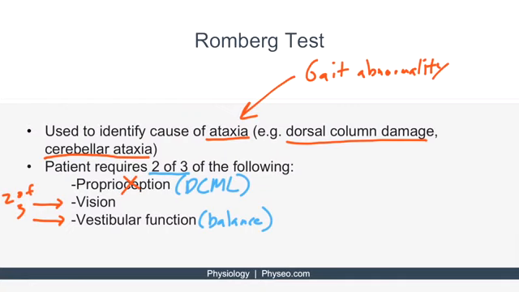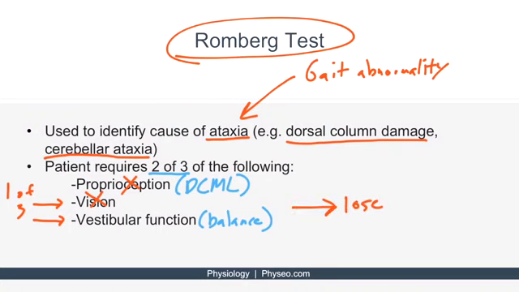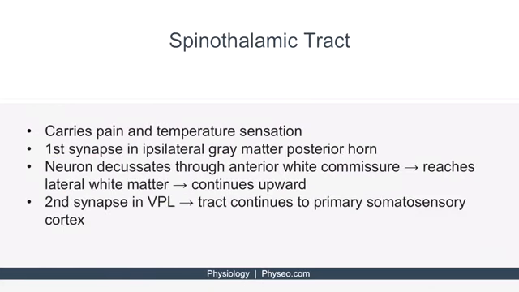However, if you ask them to close their eyes, which is what the Romberg test is, while standing still, then they have essentially lost their vision, which means they only have 1 of the 3. And this means that this patient will lose balance. And if this happens, then you know they have obviously damaged the dorsal column because they have a positive Romberg's test.